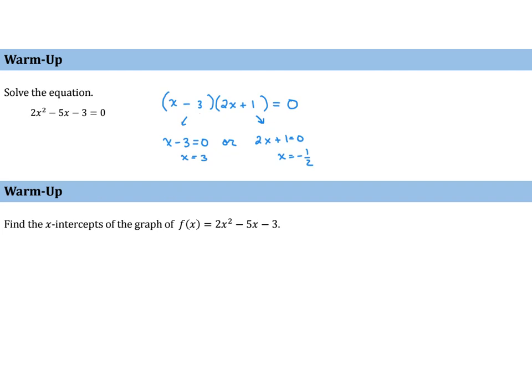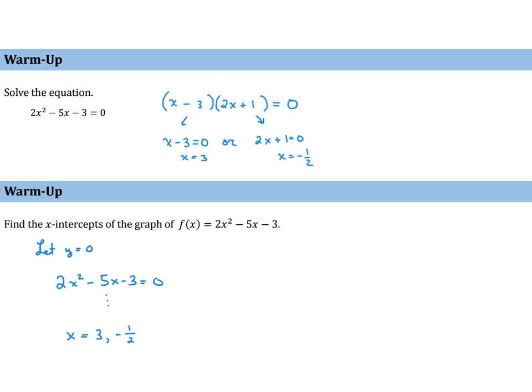Here we have a function, f of x equals 2x squared minus 5x minus 3. You'll note the similarities between this function and the left-hand side of this equation. Now, to find x-intercepts, what do we do? We let y equal 0, which means that we're going to look at the equation 2x squared minus 5x minus 3 equals 0. So if we do that, notice we've already solved this. Our x-intercepts are x equals 3 and negative 1/2.